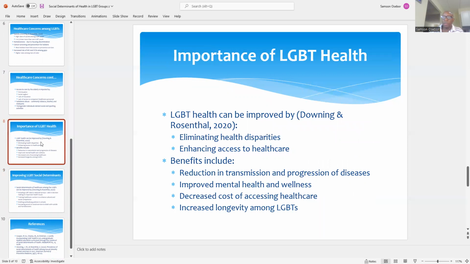Importance of LGBT health. The group's health can be improved by eliminating health disparities and enhancing access to healthcare, as this will lead to reduction in transmission or progression of diseases, improve mental health wellness, and increase longevity among the LGBT groups.